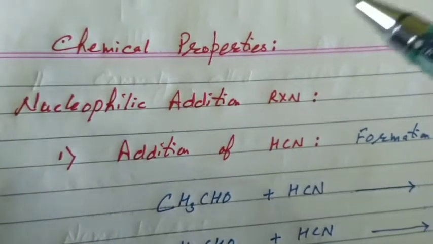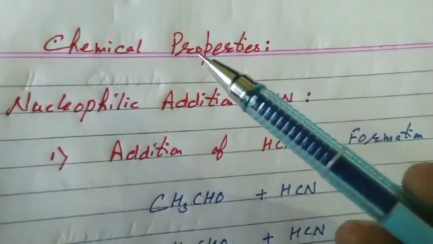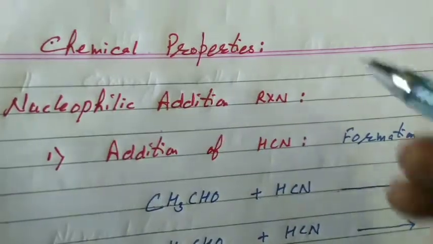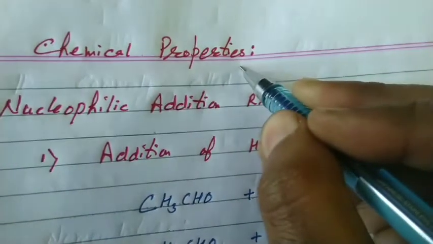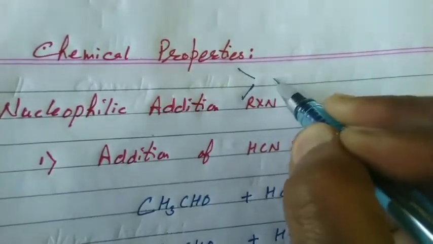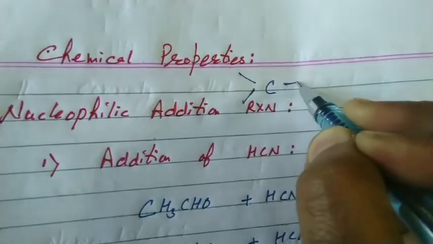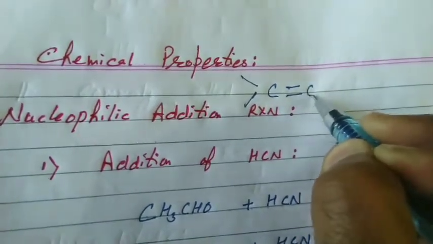Students, today in this session, we will discuss the chemical properties of carbonyl compounds. It's clear there is a double bond between carbon and oxygen in carbonyl compounds. It means they undergo addition reactions.